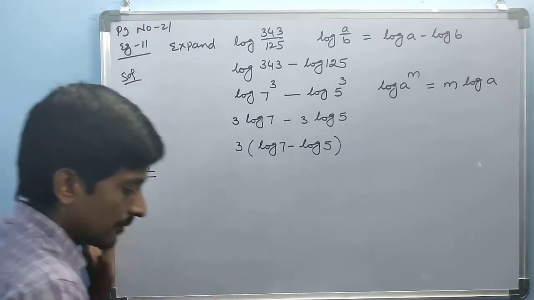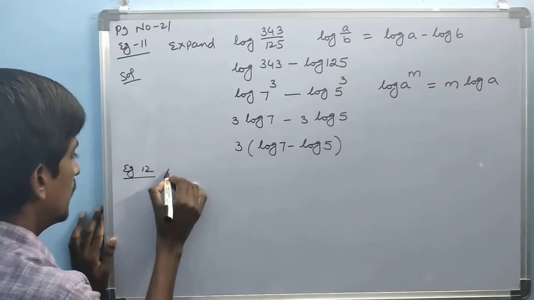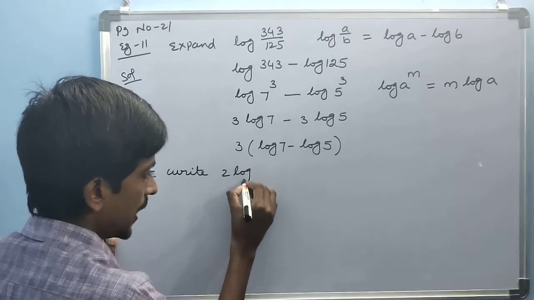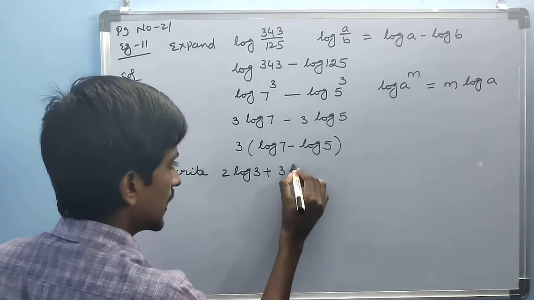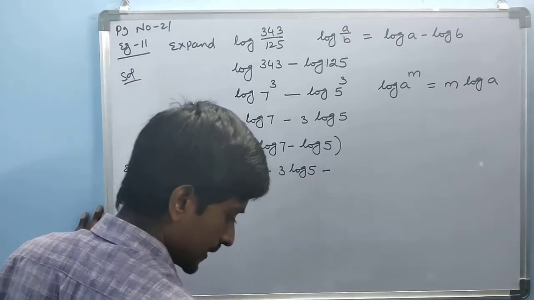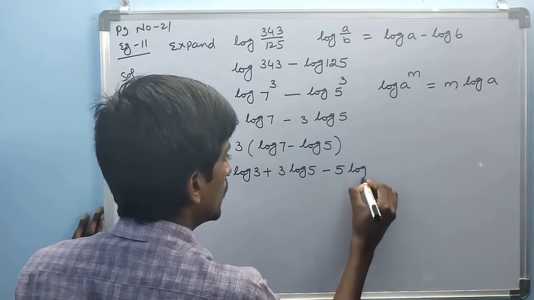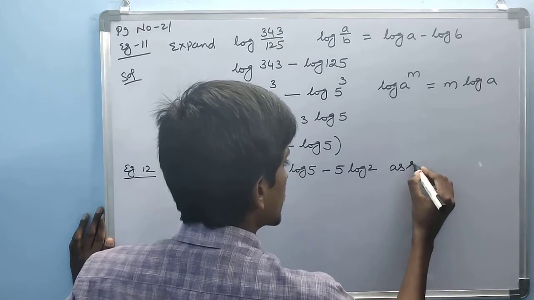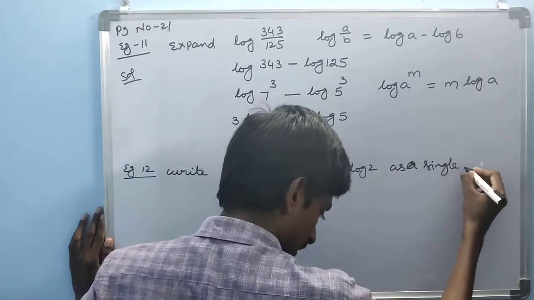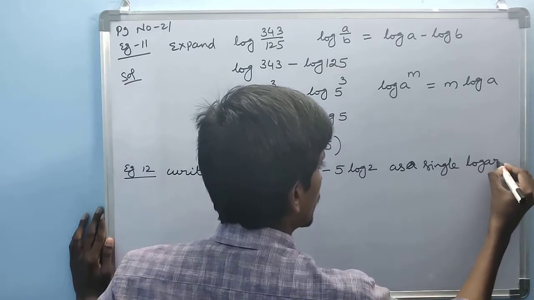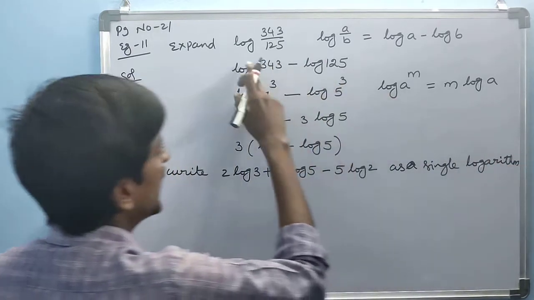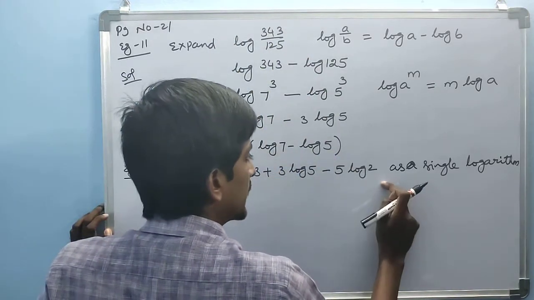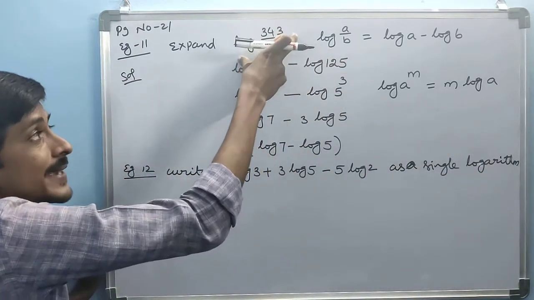What is example 12? Write 2 log 3 plus 3 log 5 minus 5 log 2 as a single logarithm. Here the expanded form can be written as a single logarithm like this.